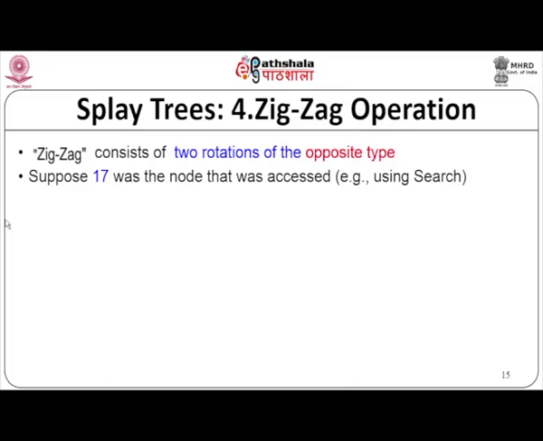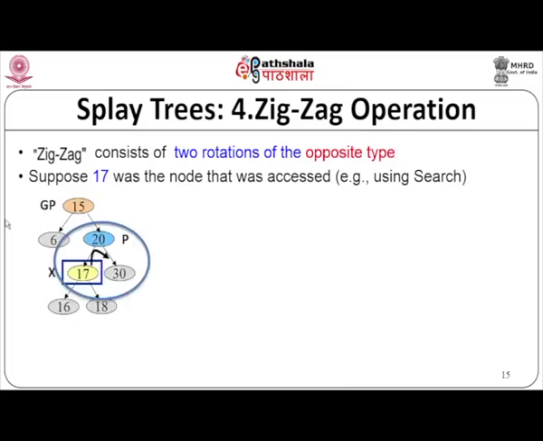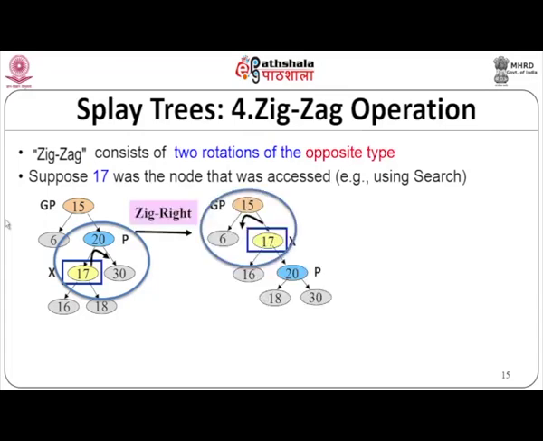The zigzag operation consists of 2 rotations of the opposite type. So, here we have the example. First you do a right rotation. Please note here 17 is x, 20 is p, and the grandparent is 15, and what has happened is 17 is to the left of the parent, but the parent is to the right of the grandparent. So, the first thing you do is a right rotate. So, that is a zig.